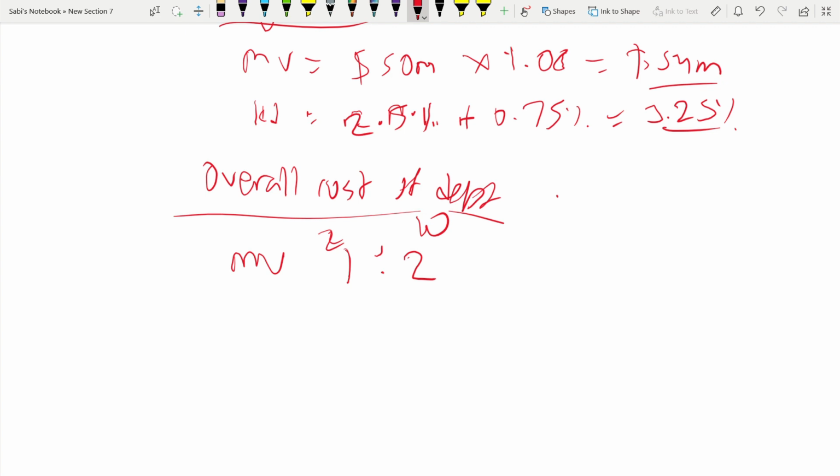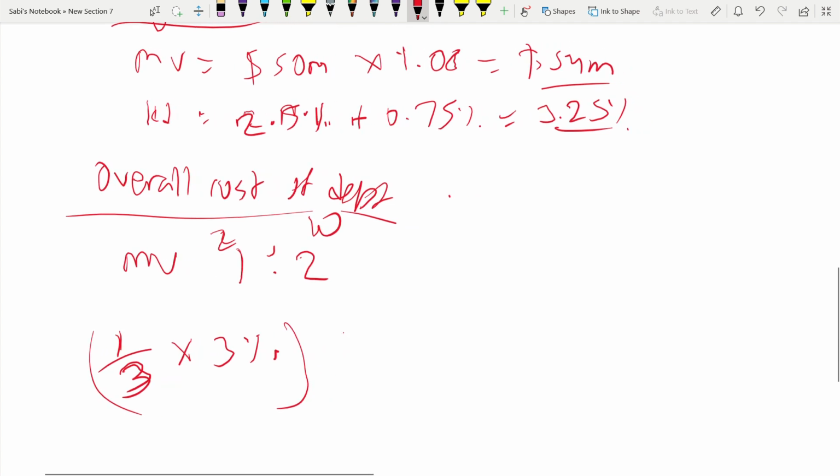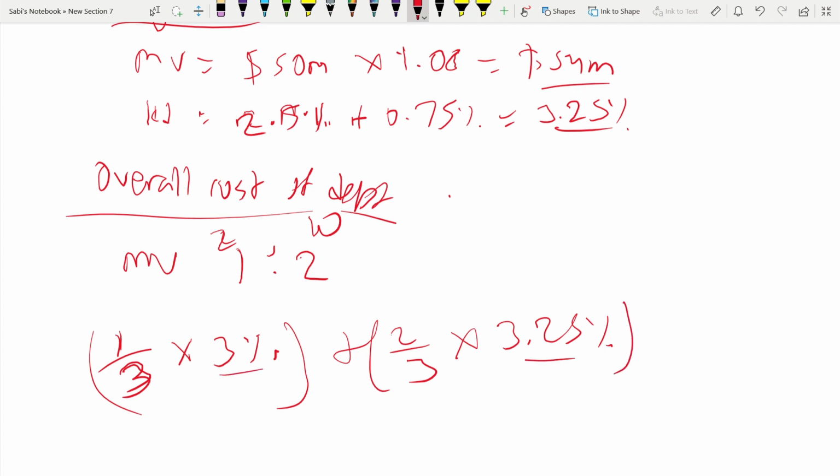This is how you need to go. So when you are calculating, 1 plus 2, 1/3 is for the 2-year bond. What is the cost of debt? 3%. You take it and then add 2/3 because 2/3 is for the 10-year bond. For the 10-year bond, the cost of debt is 3.25%. Already you have calculated this and this.